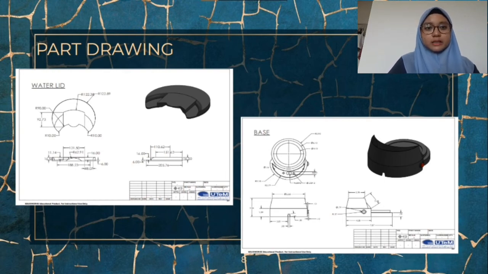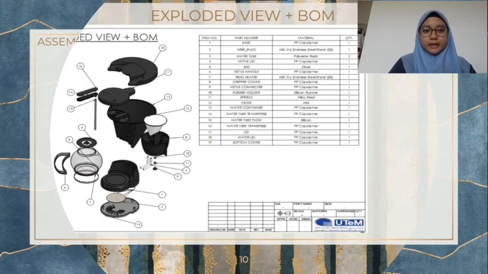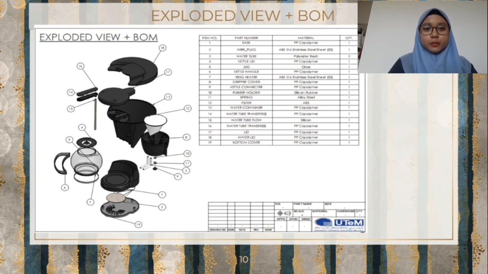First, these are 2 examples of part drawing where we have the front, top, and side view of the part, plus the dimensions of the part. Next is the assembly drawing where we also have the top, front, and side view of the drawing, plus the trimetric view. Okay, now this is the exploded view plus BOM, where we list all the parts, the number of parts, and the material of the parts.